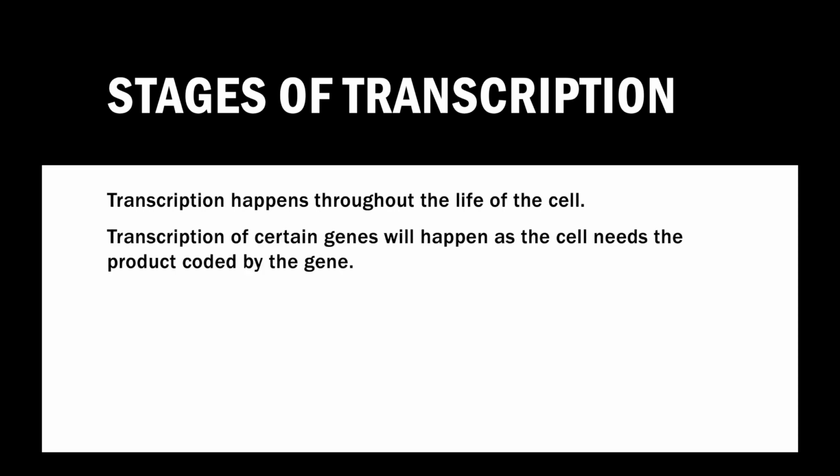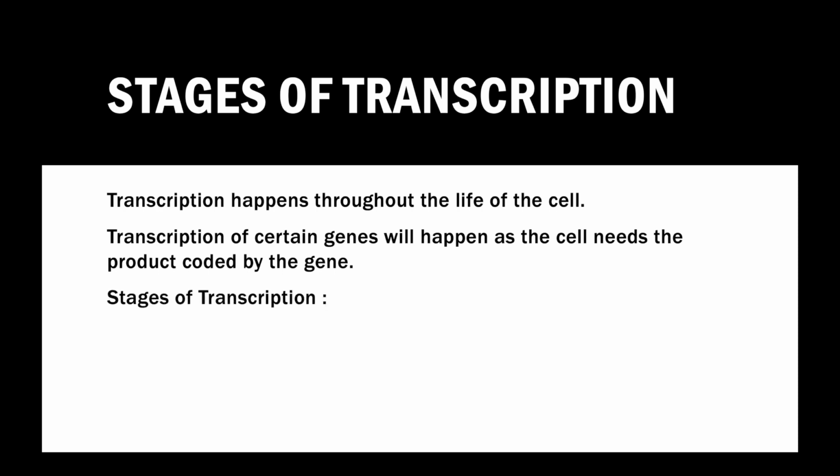And unlike DNA replication that only occurs in the S phase of the cell cycle, transcription happens throughout the life of the cell. Transcription of certain genes will happen as the cell needs the product coded by the gene. If the cell no longer needs the product coded by a certain gene, transcription of that gene will be prevented. The gene is now said to be turned off. The regulation of turning on and turning off certain genes will be discussed in detail when we are learning about lac operon. Now let's get back to transcription.